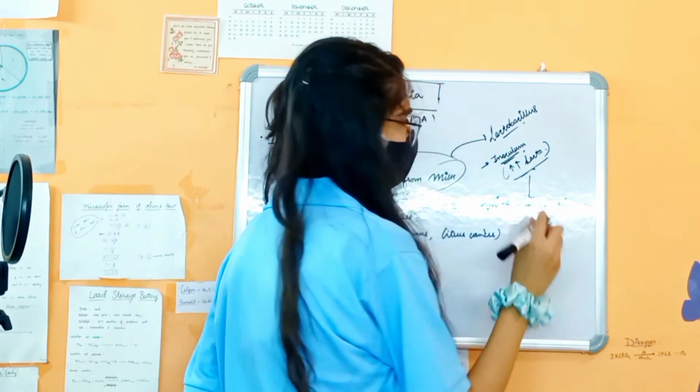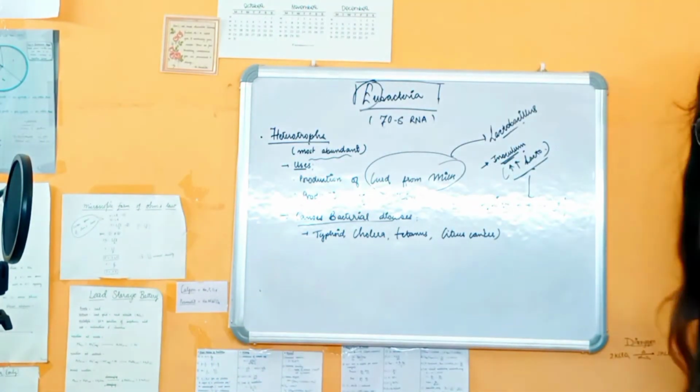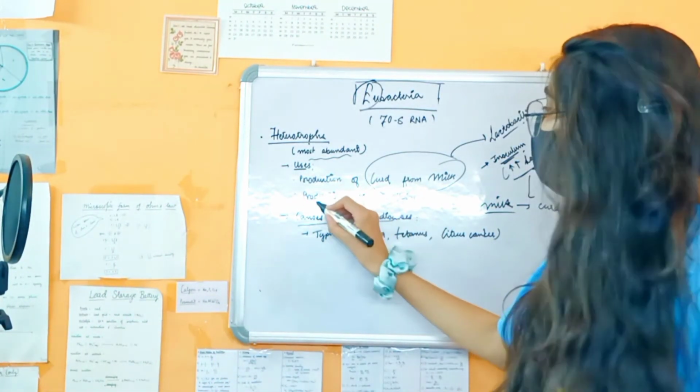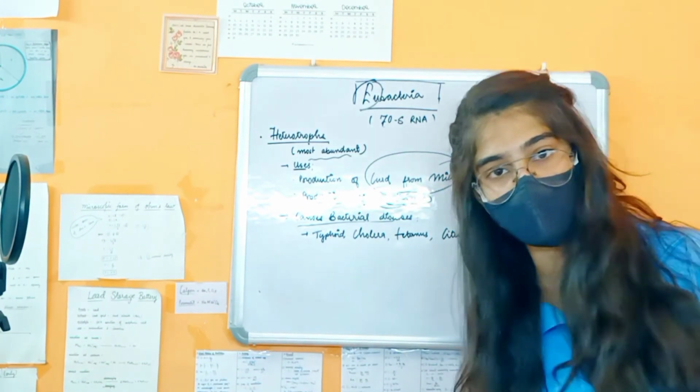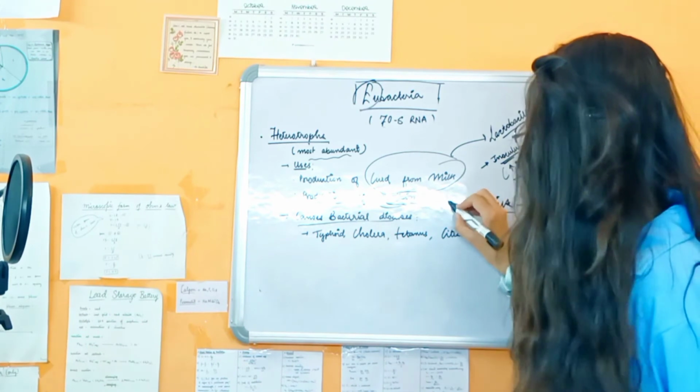So this was all about production of curd. This was not a chef's class, so this was all. Now next is production of antibiotics. We all know what the first antibiotic prepared was. That was penicillin actually.